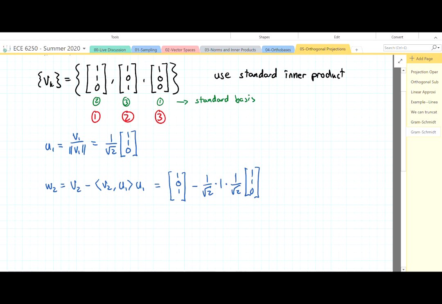So what do we have here? This is going to be 101 minus 1/2 times 110. That will give us 1/2, minus 1/2, and 1. Okay, the norm of that is not 1.